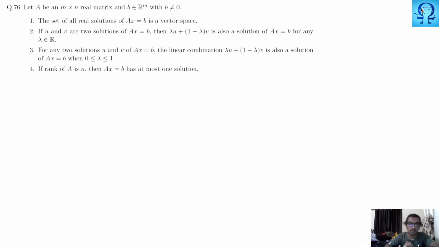Moving to the next question, it is given that A is an m by n real matrix. That's it, nothing else. And b is a vector in R^m with b not equal to 0. In the first option, they are asking whether the set of all real solutions of the system Ax equals b is a vector space or not. Whenever we are asked to examine some set as a vector space, we will see whether vector addition is well defined, scalar multiplication is well defined, and the properties that connect them are holding true or not.